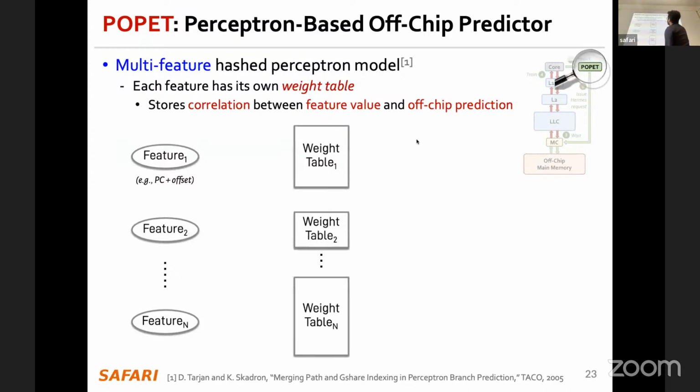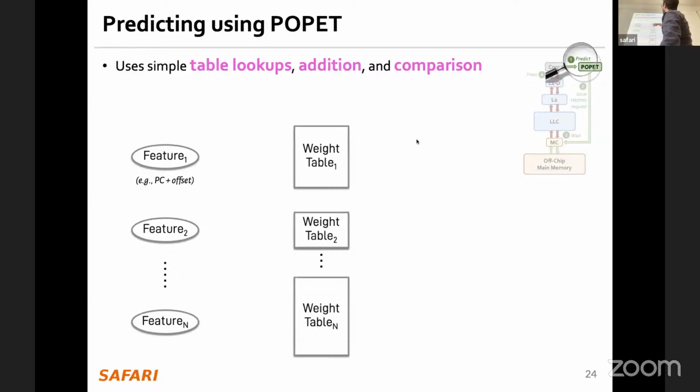We designed the perceptron-based off-chip load predictor based on a multi-feature hash perceptron model. This sort of model has been developed and evaluated extensively in the context of branch prediction, but we are going to show that you can repurpose these models for off-chip load prediction also. So how does the model work? You have different program features extracted from the load request, and then you use feature hashing. Let's see how the prediction happens.